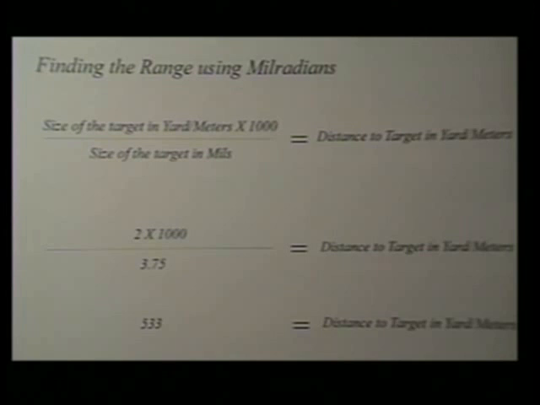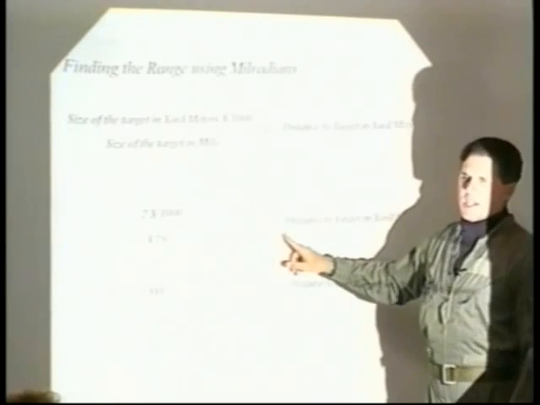All right? Any questions on how that works? Essentially, we just use that mil scale. We want to be very accurate, very precise with it. We want to do it 2 or 3 times. If we have a spotter with a mil scale, we want him to do the same thing. Very, very critical that we get that distance correct.